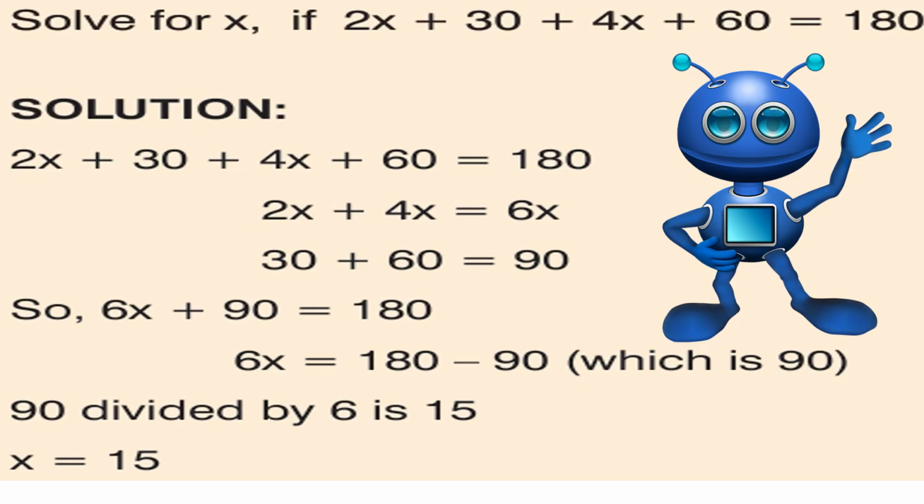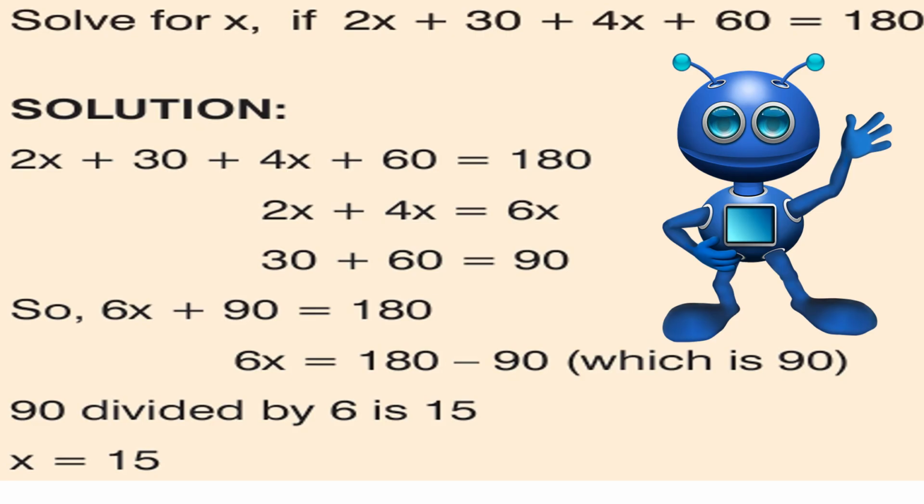Now let's reveal the answer. We know 2x + 30 + 4x + 60 is equal to 180. Step 1. Group like terms. 2x + 4x = 6x, and 30 + 60 = 90. So the equation becomes 6x + 90 = 180.